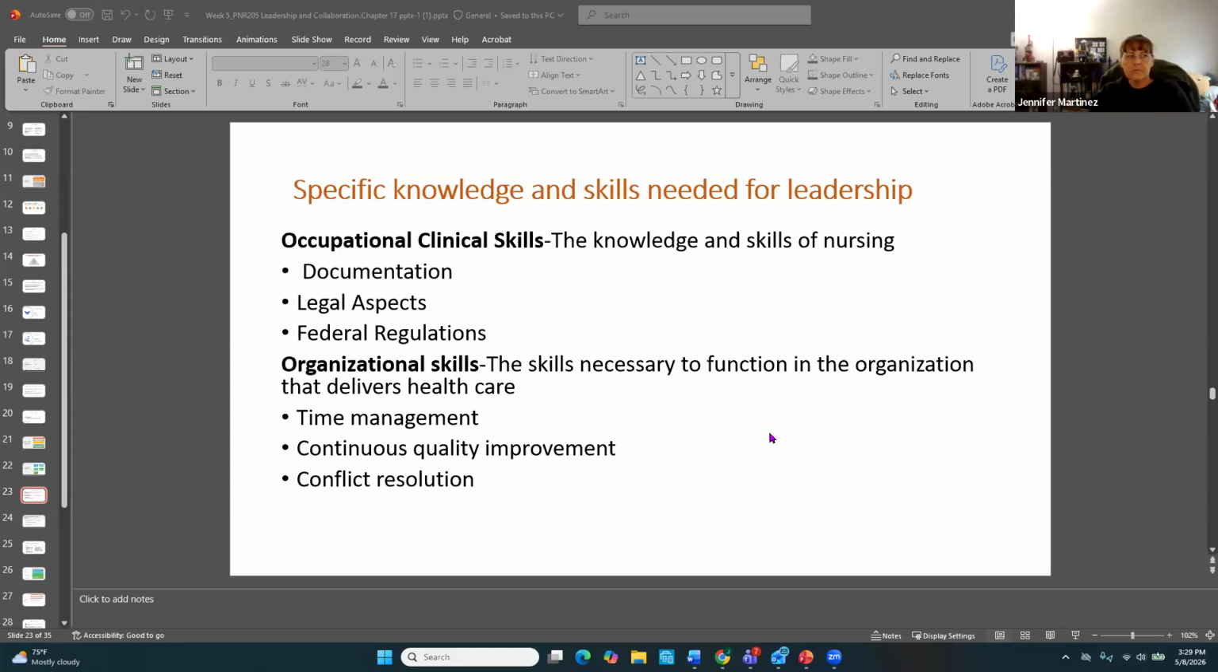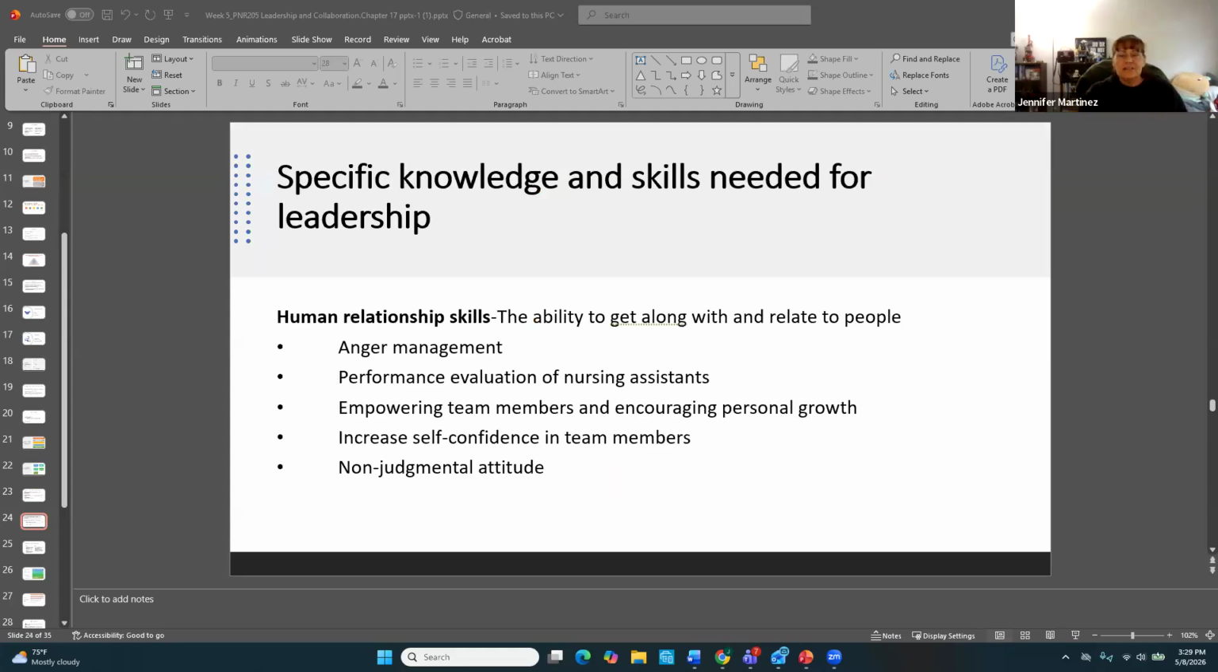Other things: the human relation skills, the ability to get along with and relate to people. That means being able to deal with good anger management, and being able to perform evaluations with your nursing assistants. You need to be able to empower your team members, encouraging them to grow and increasing their confidence, and always having a nice, non-judgmental attitude when it comes to working with those teams.